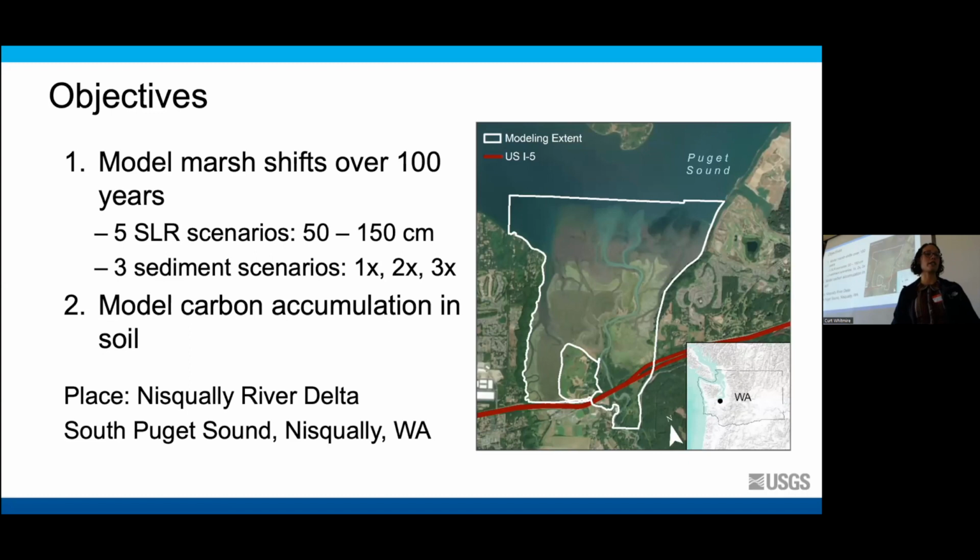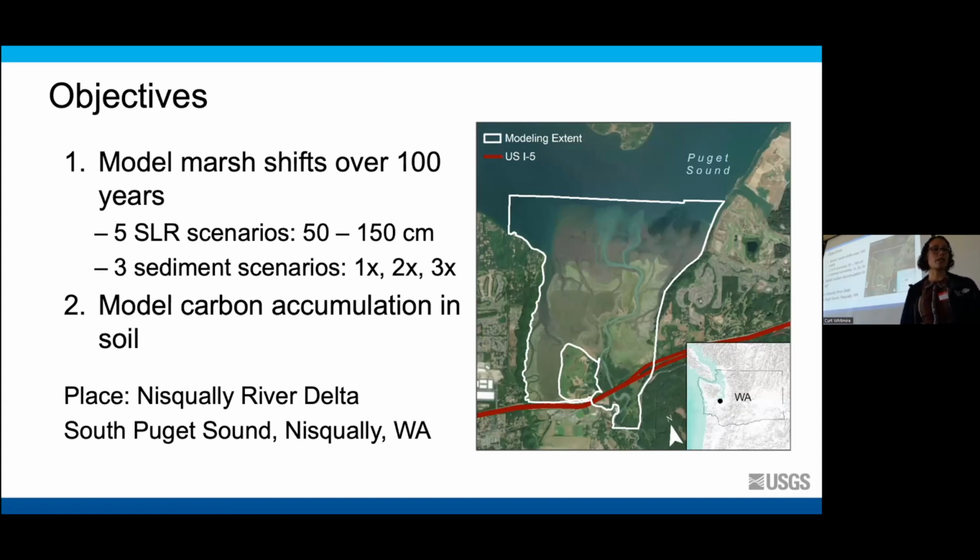And so we did this in the Nisqually River Delta in the south end of Puget Sound. It's in Nisqually, Washington. It's outside of Olympia. It's a very beautiful place. You might have driven by it. I-5 goes right through there if you're heading north towards Seattle.